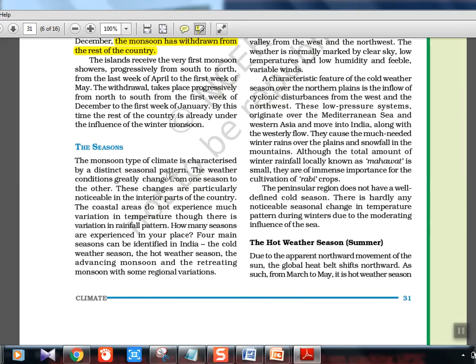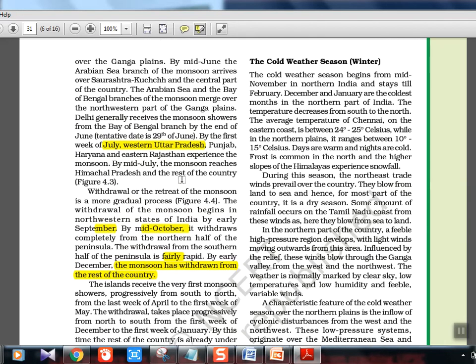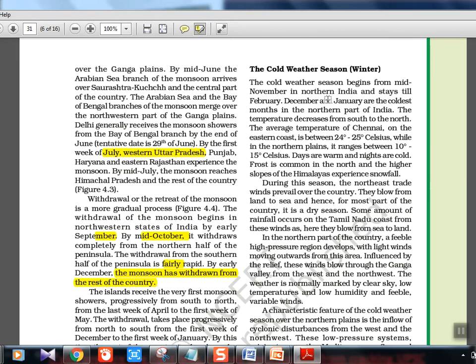Okay, again, not required. Now seasons. Other than monsoons, we should know some basic information about the other seasons also. So I think cold weather and hot weather season they are telling. Basically, winter and summer only.